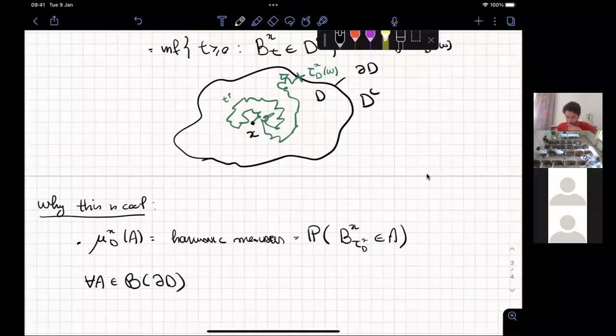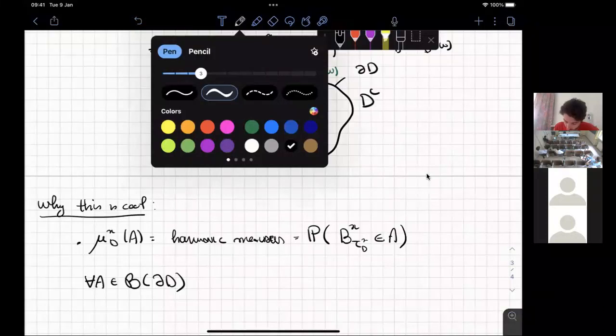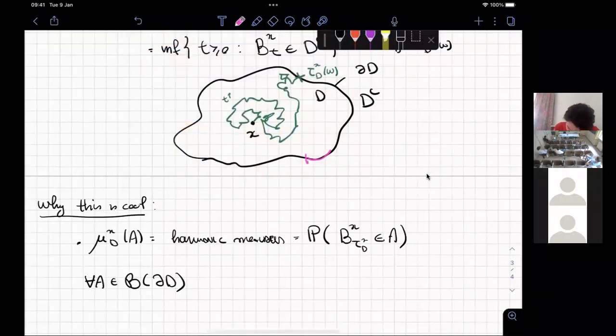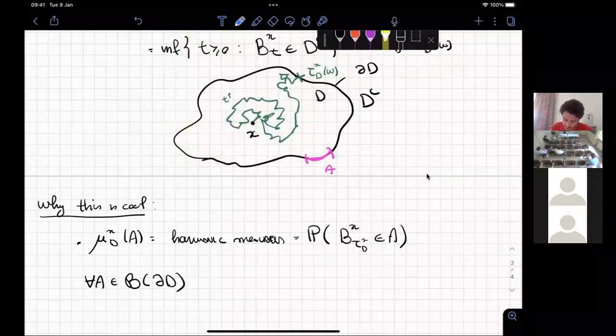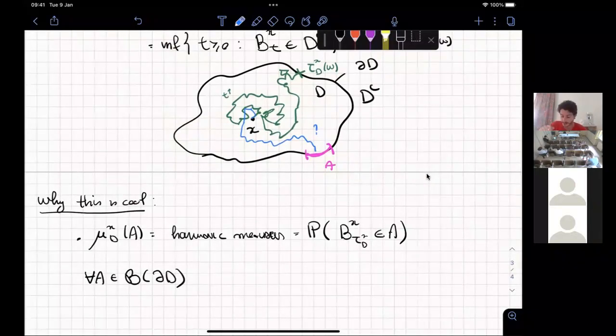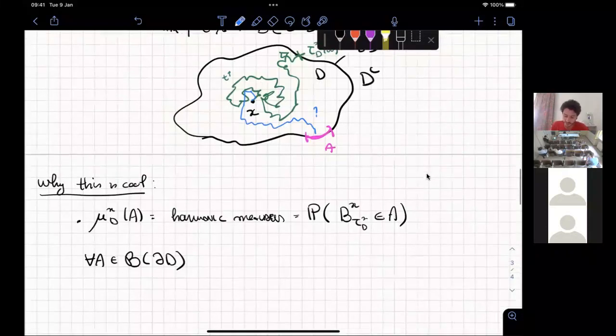So going back to this problem, we can say, for instance, we take this set here. This should be our A. The harmonic measure is the probability that a Brownian motion starting from small x ends in that set. So this is the harmonic measure in this case, exactly the one we discussed last time. And how do we relate this to the problem I showed you before?